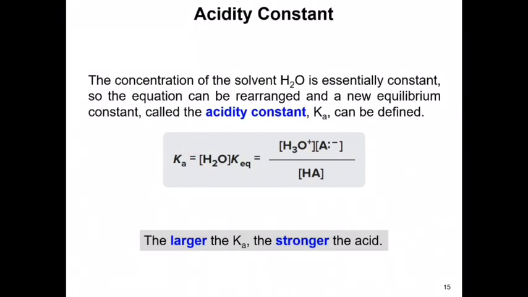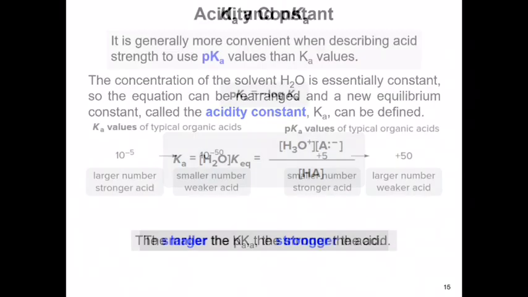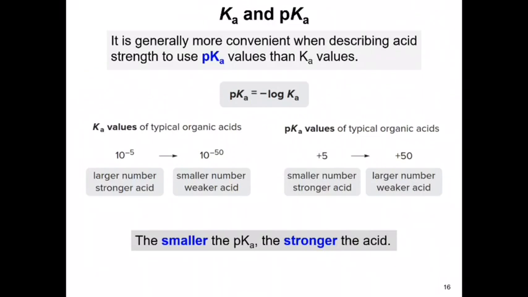Hydrochloric acid, sulfuric acid, nitric acid, and a lot of inorganic acids have a large value of Ka compared to organic acids like acetic acid or formic acid. They typically have low values of Ka. Another way to describe the strength of an acid is by looking at its pKa value. pKa is related to Ka, the acidity constant, using this equation: pKa is equivalent to the negative log of Ka.